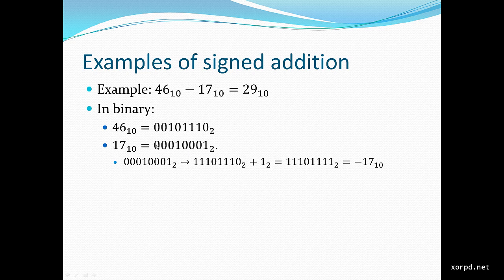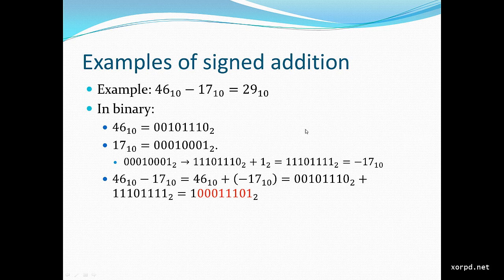We take the original number, then we flip every bit. We can see that every bit is flipped. For example, 0 turns into 1, this 0 turns into 1, and so on. Even the last one, 1 turns into 0. Finally, we add 1, as usual, and we get this number, which should represent minus 17 in base 10. This is the 2's complement representation of minus 17.